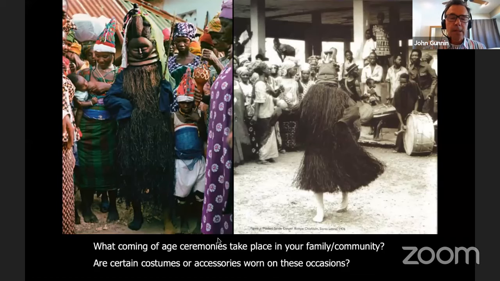So you can see here that there's a question about what takes place in your family and community. I personally have experienced bar mitzvahs and quinceañeras, things like that. So different societies have different ways of passing on and observing the transition, the transformation from children to adulthood. And of course, I think one of them is graduation. And I know some of you are going to be having unusual types of graduation this year.